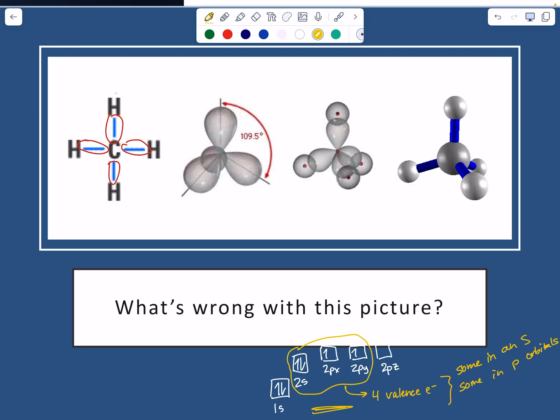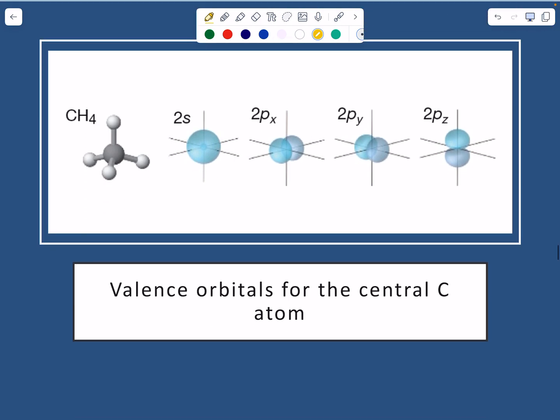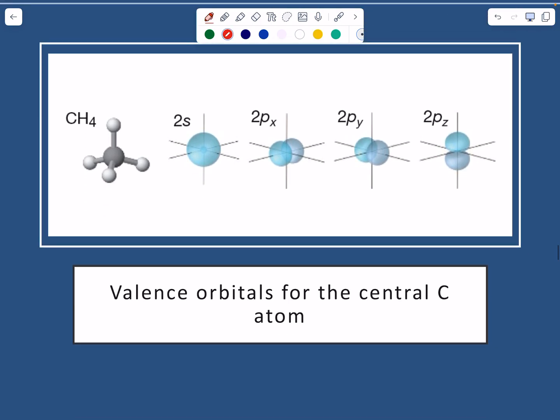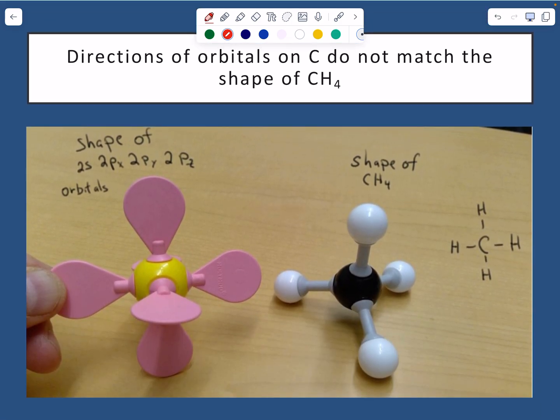So what we do is, these are what our orbitals look like for the central atom. We've got a 2s, 2py, X and Z. So the directions of the orbitals, if we were just to look at where the orbitals are pointing, they don't match the geometry that we know that methane has.